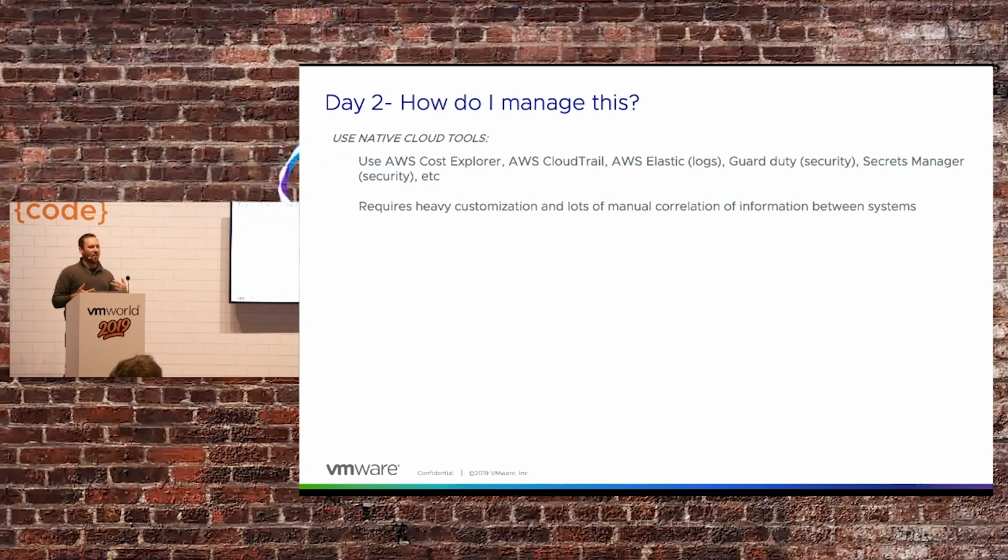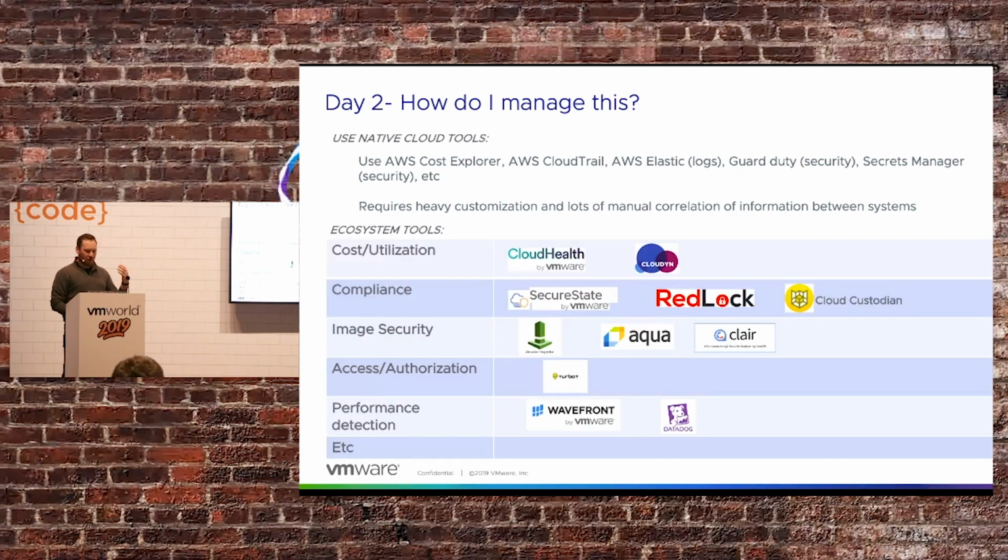So there are Amazon native tools up there like Cost Explorer and CloudTrail and Secrets Manager and things that I could use to do all this myself. But unless I'm running exclusively in Amazon, that may not necessarily fit how I want to operate an environment. So there's other ecosystem tools I could use, right?